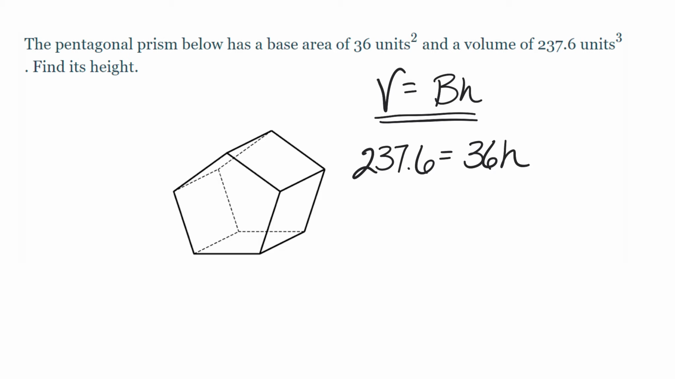So in order to solve for h here, we need to divide both sides by 36, because it's 36h. So once I divide both sides by 36, I learn the height of my prism is 6.6. And we are measuring in an undefined unit, so it would just be 6.6 units, if it were inches, meters, whatever the case may be.